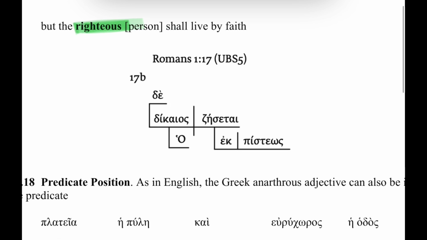So this is diagrammed accordingly, where you see dikaios as the subject being modified by ha, and is the subject of the verb zesetai, shall live, a future tense verb, and then ek pisteos, by faith, where the prepositional phrase by faith is functioning adverbially because it's modifying this verb. Again, we'll get to adverbs in just a moment. So that is the substantive use. We'll talk about the predicate position next.